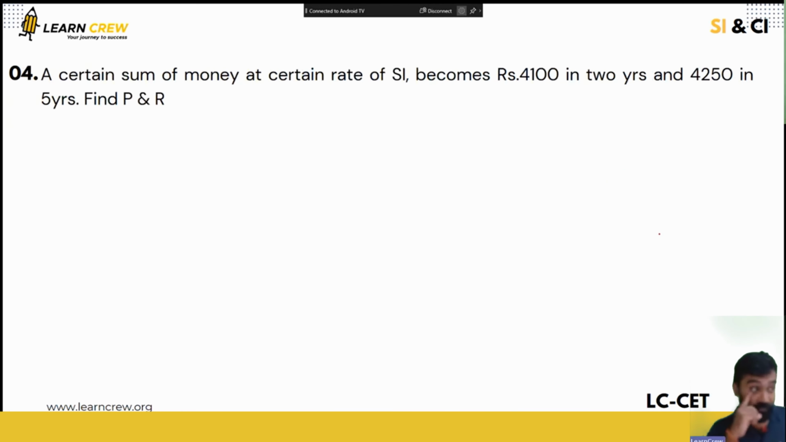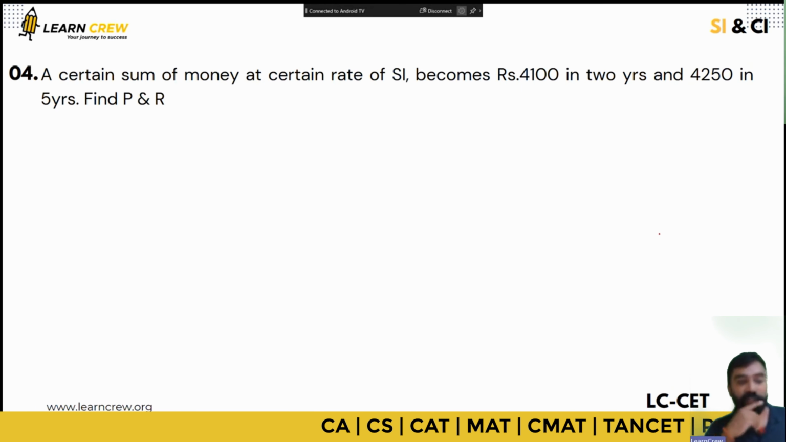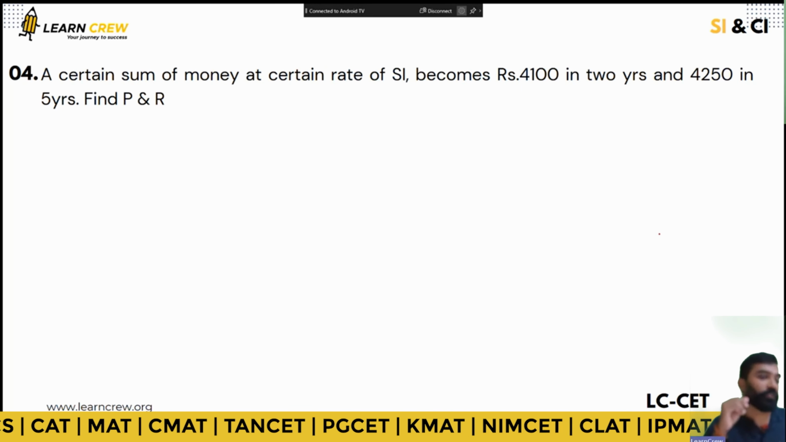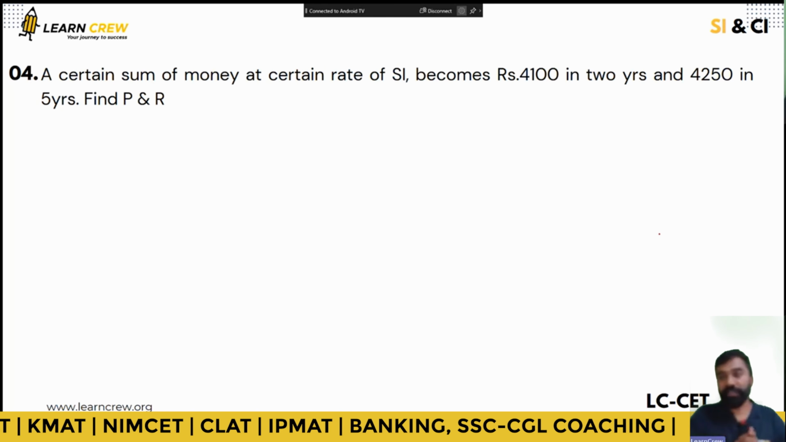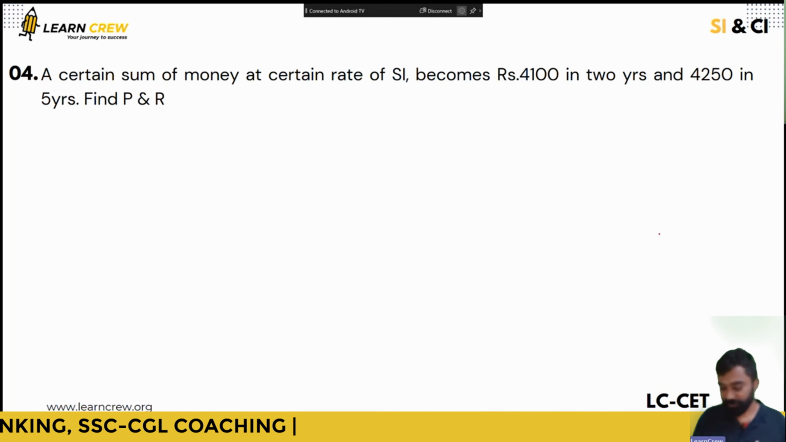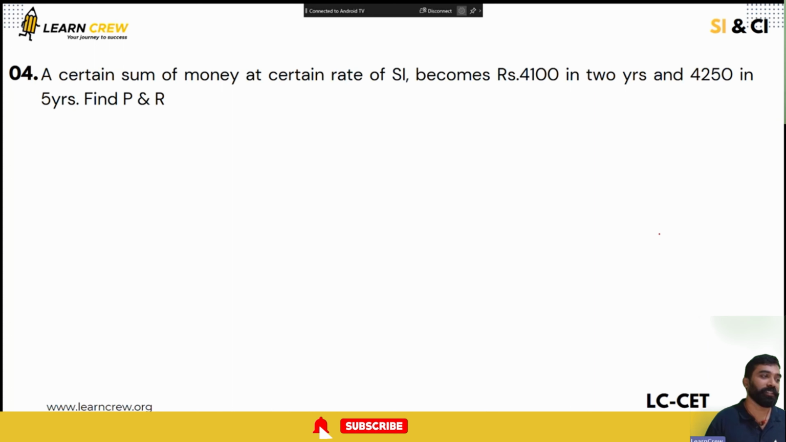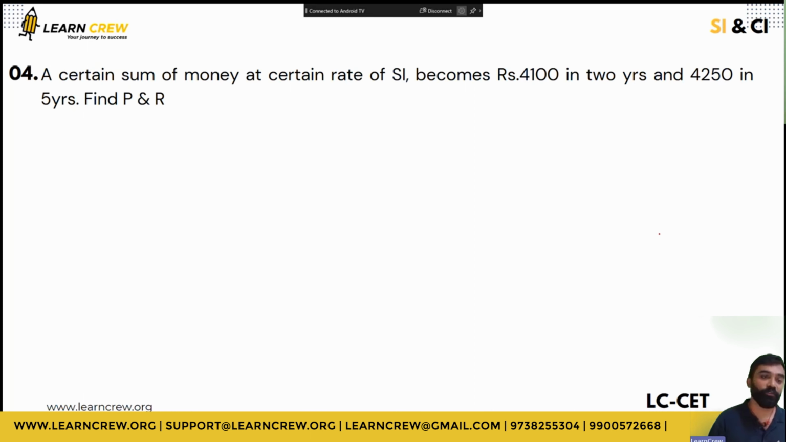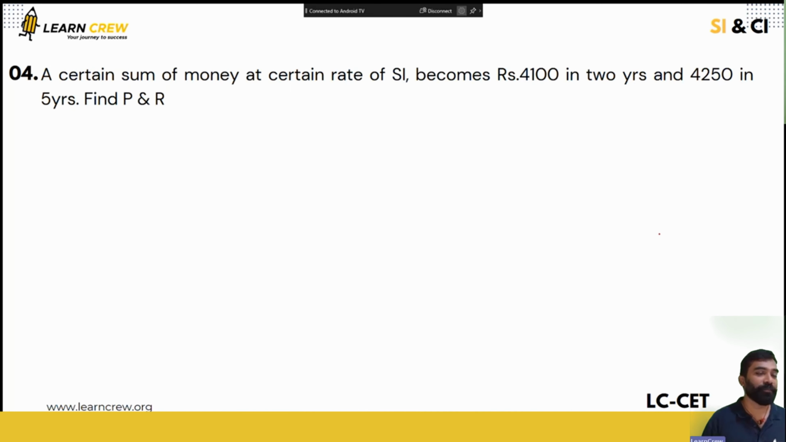Fine. A certain sum of money at certain rate of simple interest becomes 4,100 in 2 years and 4,250 in 5 years. Find the principal and the rate of interest. How will you do these kind of problems? If it is a certain sum of money, it is nothing but the principal.